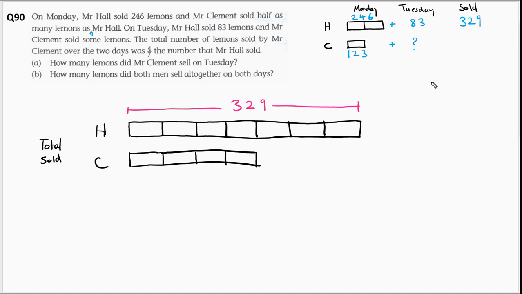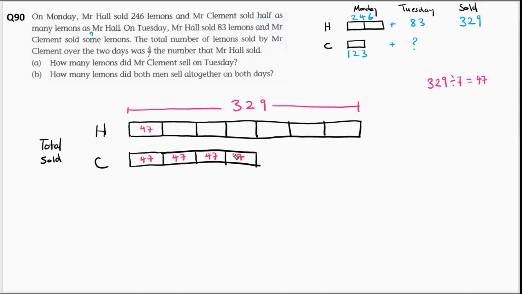So we need to do 329. We need to divide that by 7. And that is going to give us 47. So we now have the value of all of these parts. Okay, so all of these are 47. Now, if these are 47, so are these, because we drew this in comparison to this. All right, 47.